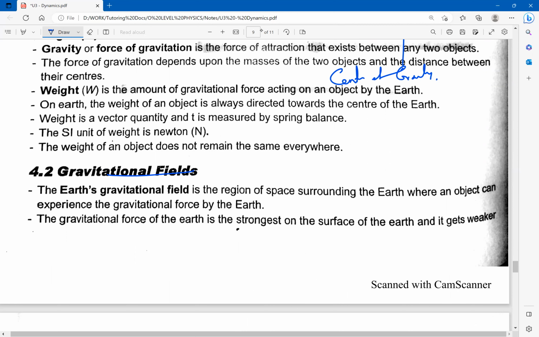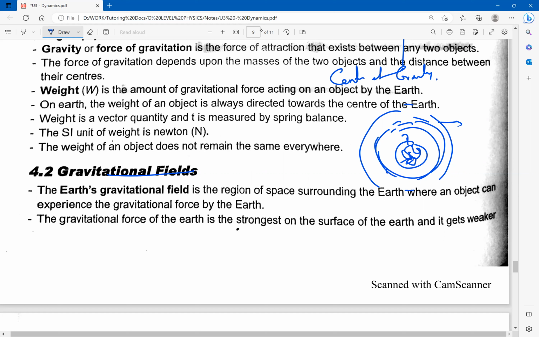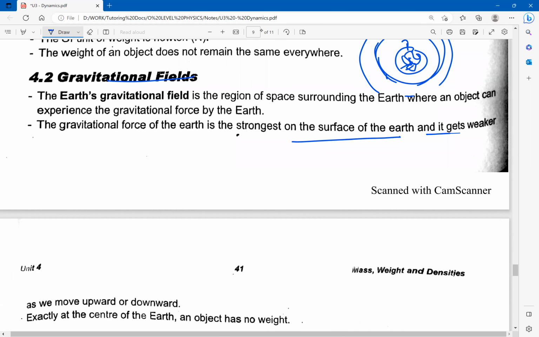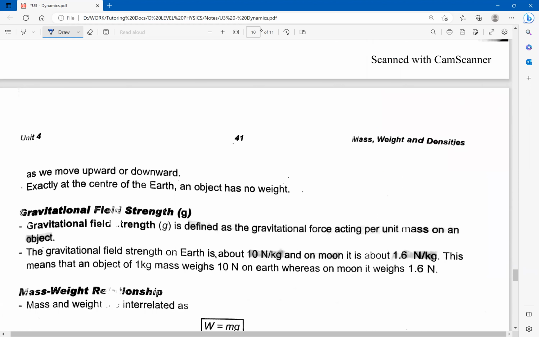For example, if there's Earth, and Earth has gravitational pull, this region around Earth is going to have the field lines, and this entire region is where gravitational fields exist, and you can experience the effect of this force around this region. The pull gets stronger if you're closer to the surface of Earth, and it gets weaker if you're further away. This is why if you move in outer space, you experience weightlessness, where the pull of gravity becomes zero.